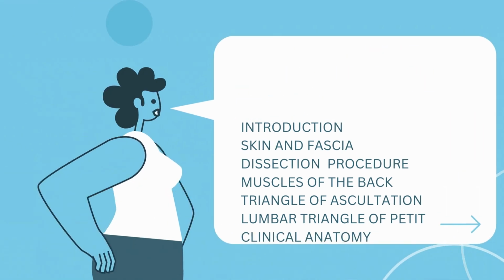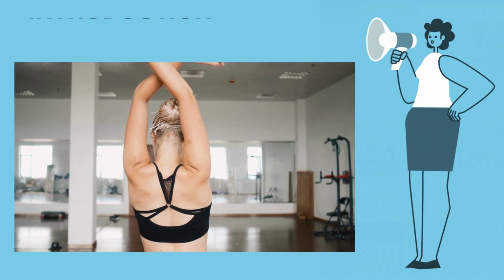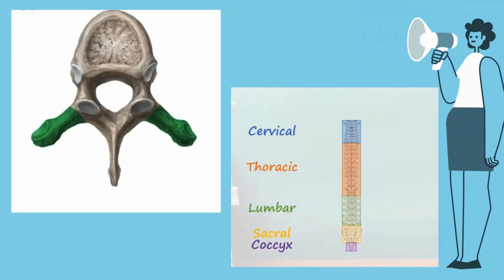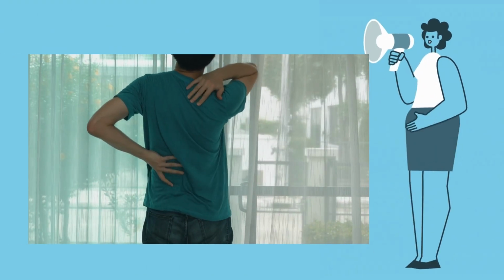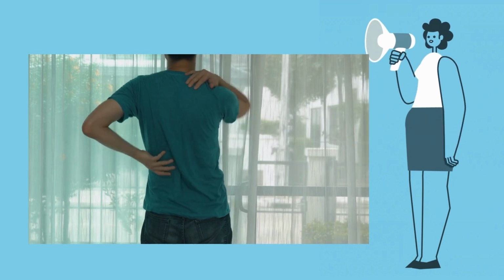These are our contents. Most body weight is anterior to the vertebral column, especially in obese people. For this reason, the many strong muscles attached to the spinous and transverse processes of vertebrae are necessary to support and move the vertebral column.